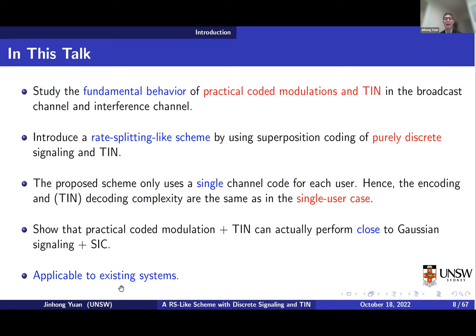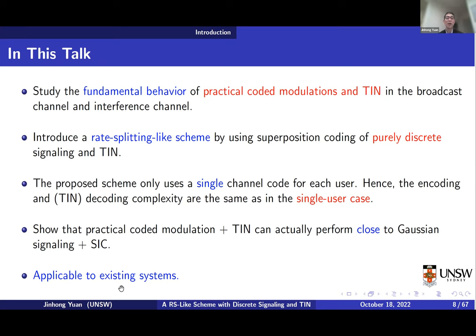What does that mean? It means the proposed scheme can use a single channel code for each user. And at the receiver side, we are going to use single user decoding. We are not going to do successive interference cancellation. We are not going to do joint decoding either. So we can use a simple decoder, as you do in your single user system.